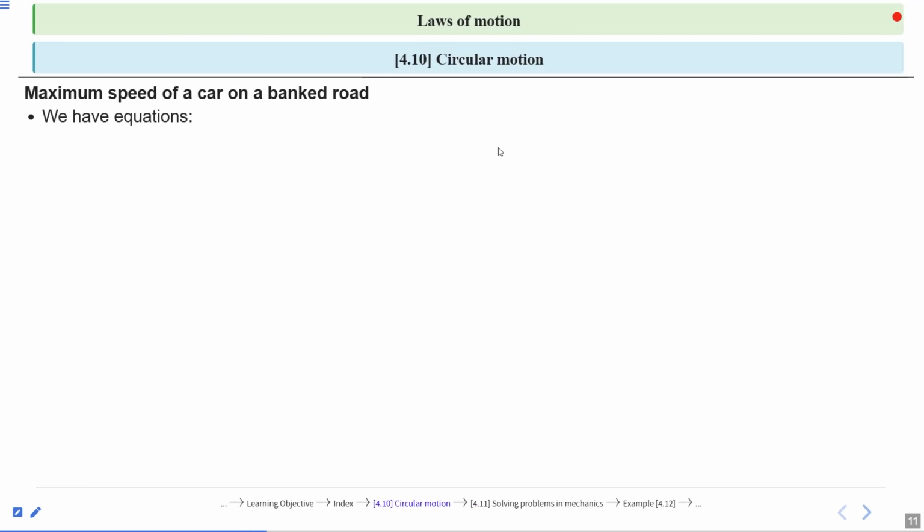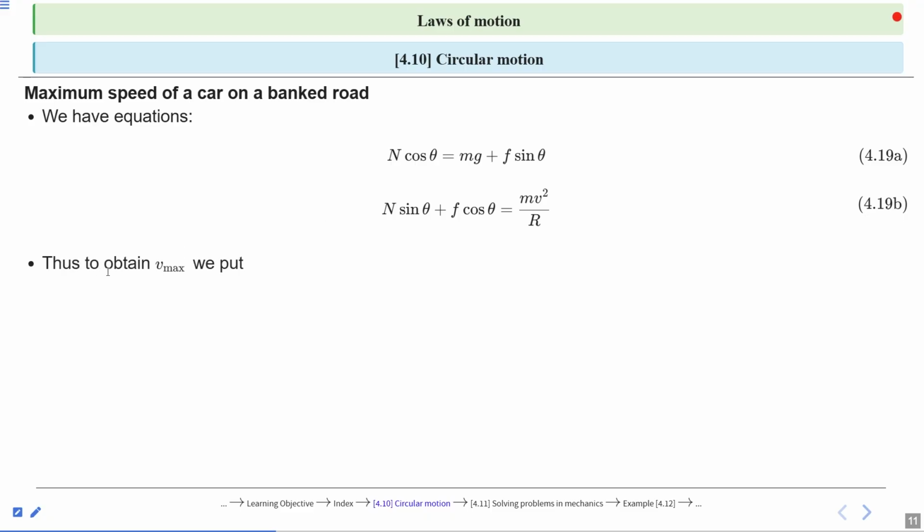We have two equations. First, N cos theta is equal to mg plus f sin theta, and the second equation, N sin theta plus f cos theta equals mv square by r. This one, N sin theta and f cos theta, acts along the horizontal. So to obtain Vmax, the maximum velocity of a car on a banked road, we put f equal to mu s N.